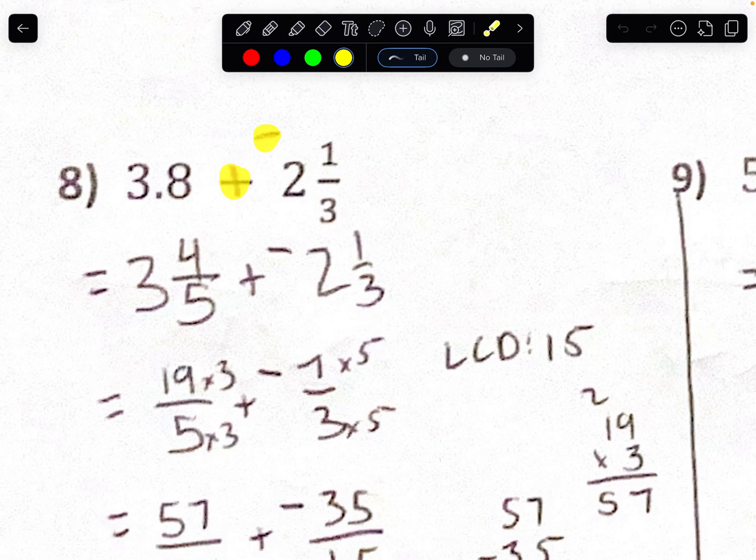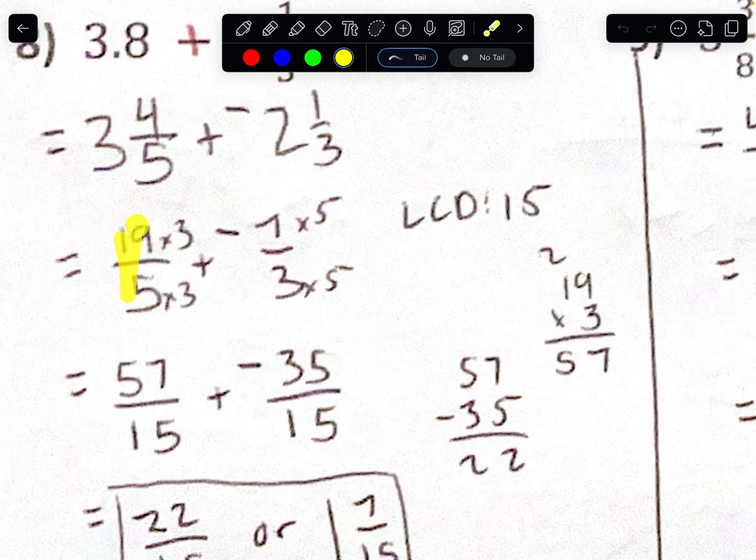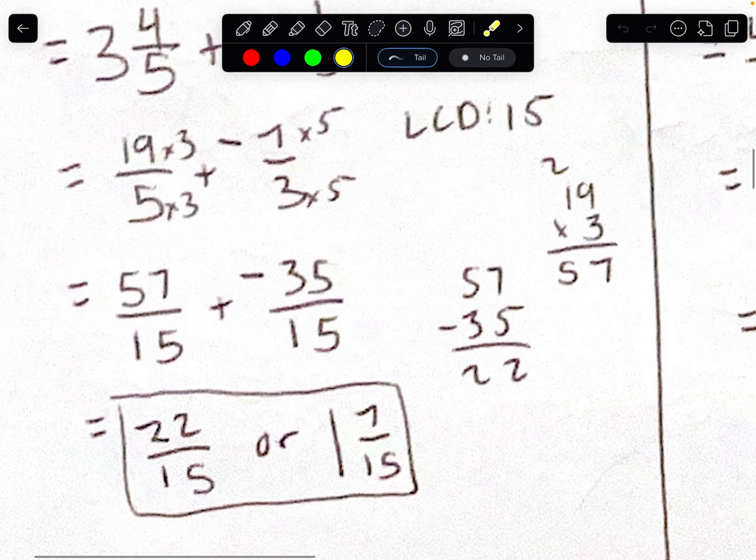Remember, we need to add the opposite. Do your Texas math or around the world to get 19 over 5 plus negative 7 over 3. We don't have common denominators, so that means we need our LCD, which is 15. 57 over 15 plus negative 35 over 15.